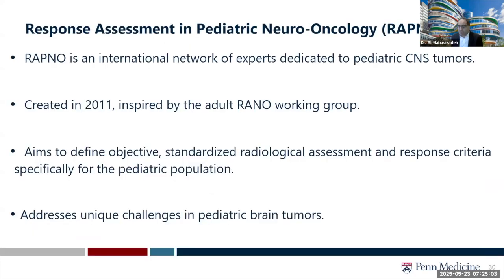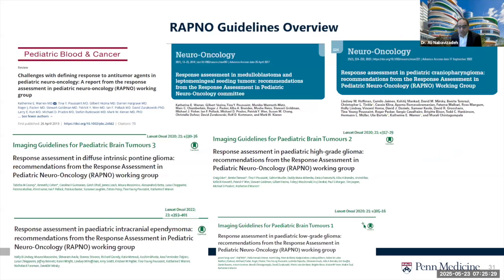Okay, let's change gears here and talk about the pediatric. Response assessment in pediatric neuro-oncology started in 2011, inspired by the work in the adult RANO working group. It aimed to define objective standardized assessment for the pediatric population and address unique challenges that are present in pediatric brain tumors. You might ask, why do we need new criteria for pediatric brain tumors? The reason is that pediatric brain tumors are in many ways unique.